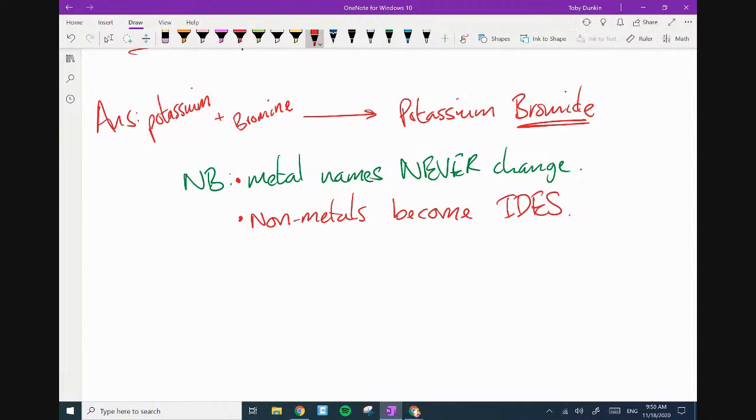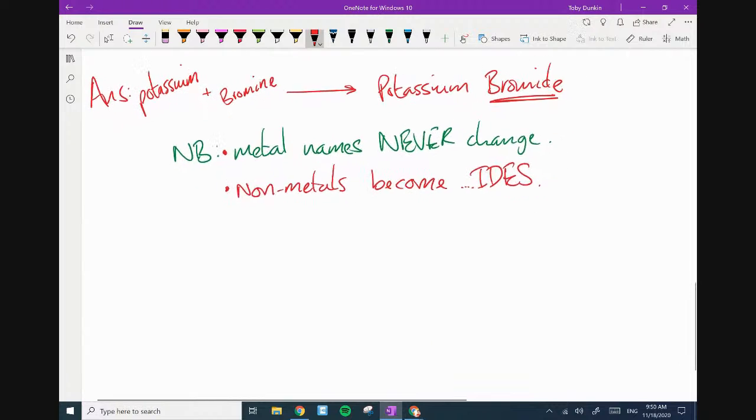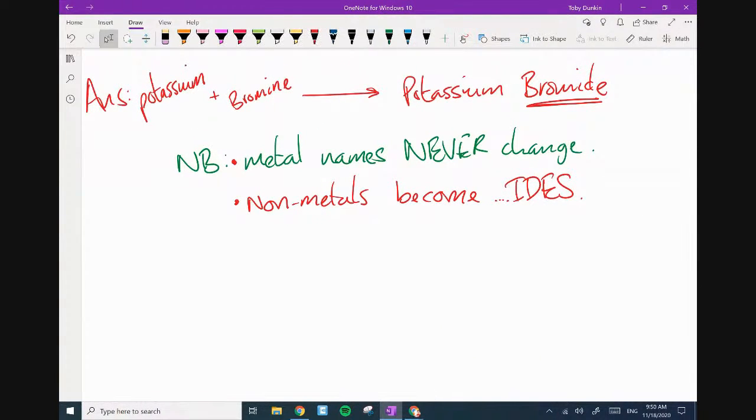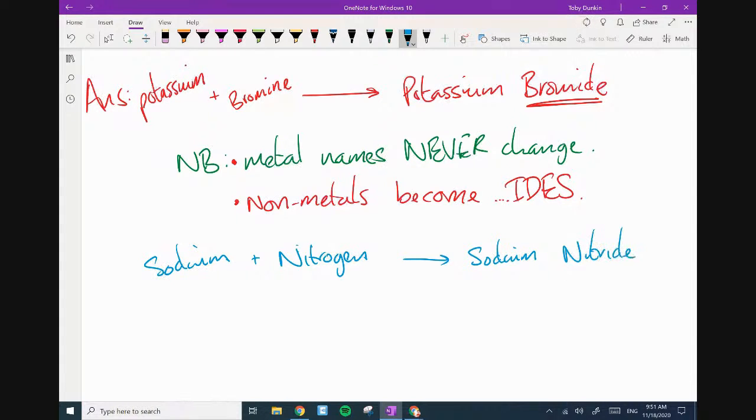And I want to actually give you the example. Some examples that are really nice to pick up. If I was to start with nitrogen, the gen will actually translate to a nitride. So if I did sodium and nitrogen, I'm going to get sodium nitride. It's become an ide.